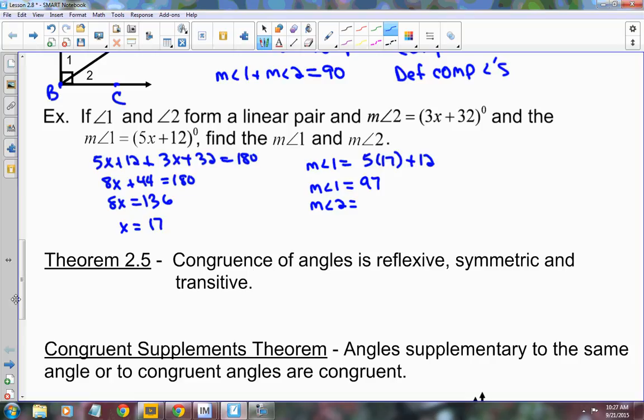And what could I do to find the measure of angle 2? Well, you could just subtract 97 from 180, right? You could also take 17 and plug it back into the angle 2 information. That would work too. And so you get that the measure of angle 2 is 83.